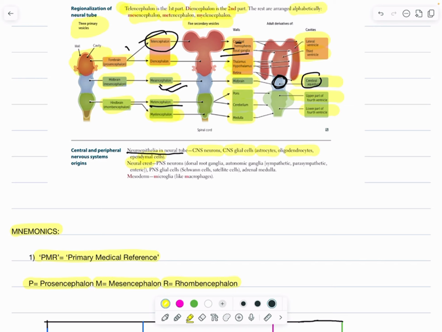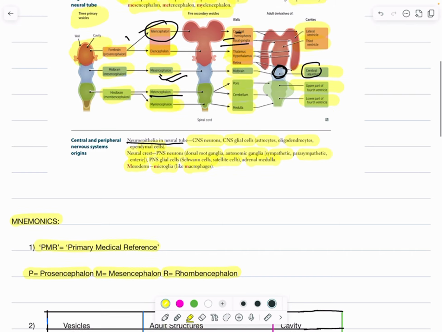PNS neurons, such as dorsal root ganglia and autonomic ganglia, which consist of sympathetic, parasympathetic, and enteric. PNS glial cells, that is Schwann cells, satellite cells, and the adrenal medulla. And the mesoderm gives rise to microglia, which are the CNS immune cells like macrophages. To remember this, the mnemonic is: neural tube CNS, neural crest PNS plus extra, and mesoderm is microglia.